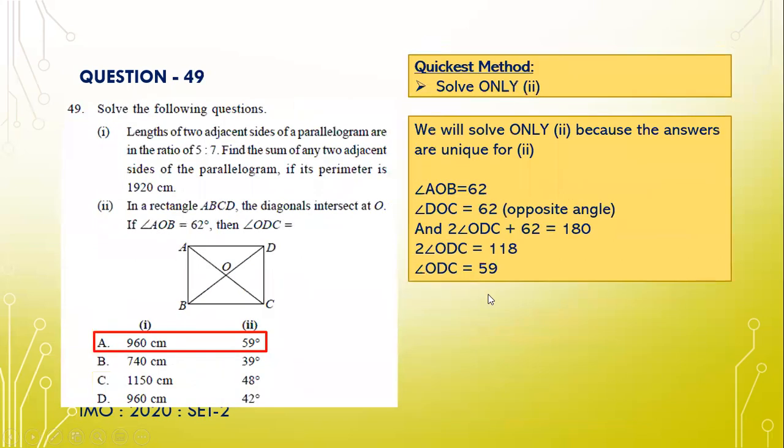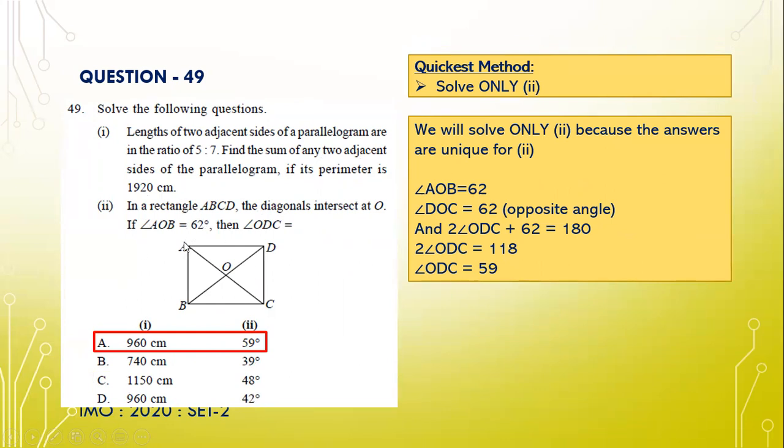Solve the following two questions. So lengths of two sides of a parallelogram are in the ratio of 5:7. This is one question. And in a rectangle ABCD, the diagonals intersect at O. So this is the second question. We don't have to solve both the questions. Which one will we solve? We will solve only the sub question which has got the unique answers. So for 2, all the answers are unique: 59, 39, 48, 42. So we'll solve only 2.